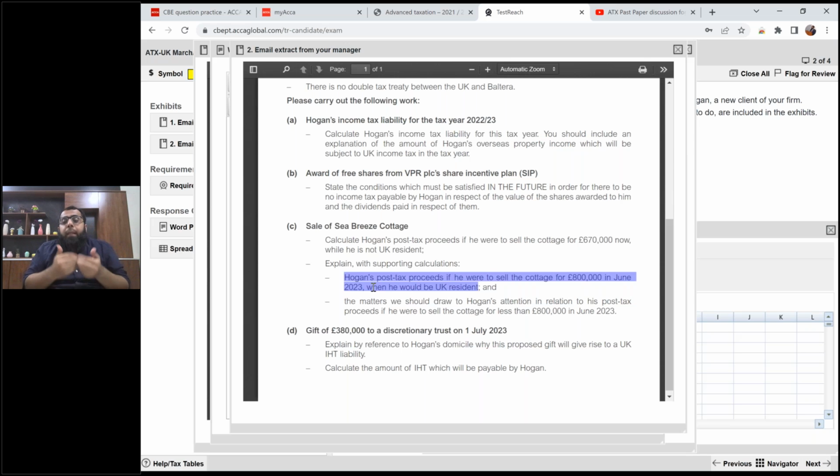What will be the impact if he sells the cottage in June 2023? Hogan's post-tax proceeds if he were to sell the cottage for 800,000 in June 2023, when he will be UK resident. When he is UK resident, he has to pay UK tax on it.